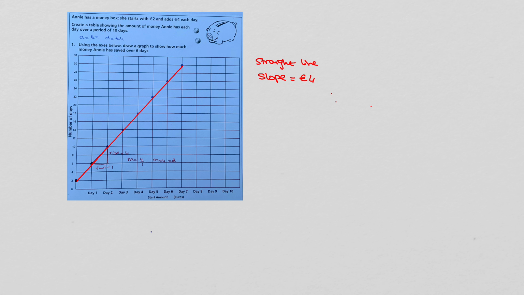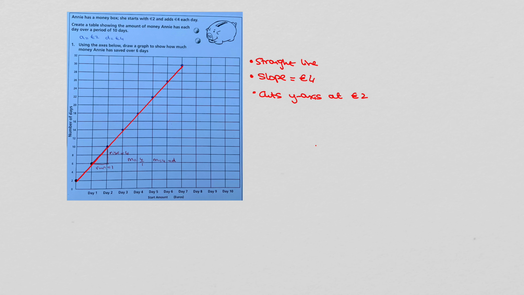So what I was adding every single day remained constant, and therefore that led to the shape of the graph being a straight line. Now what you should also notice is that it cuts the y-intercept, in other words the y-axis, at €2. And it cuts the y-axis at €2 because that's where we started with. That's what she had in her money box to begin with.